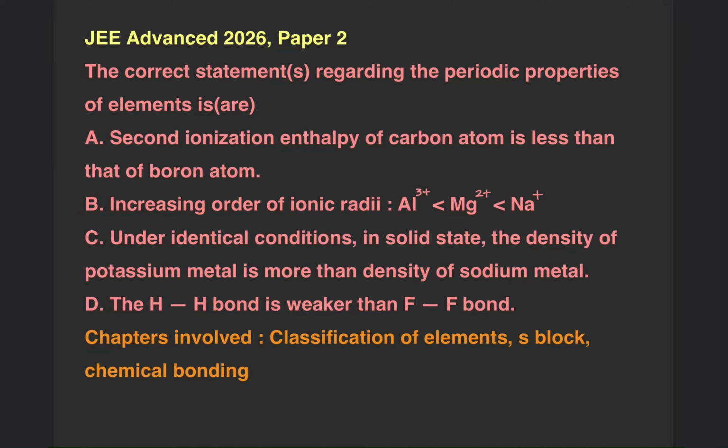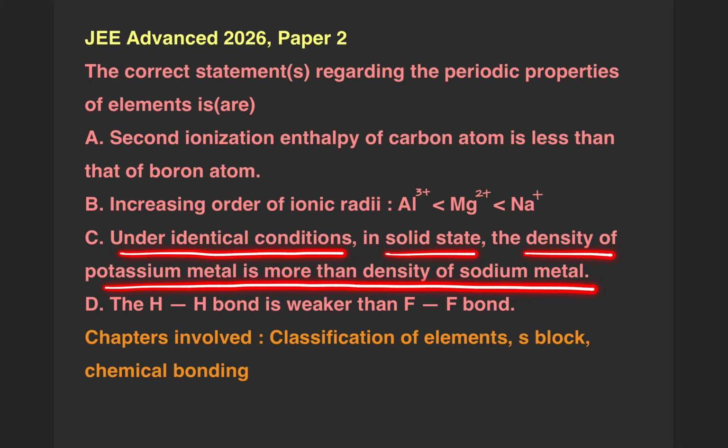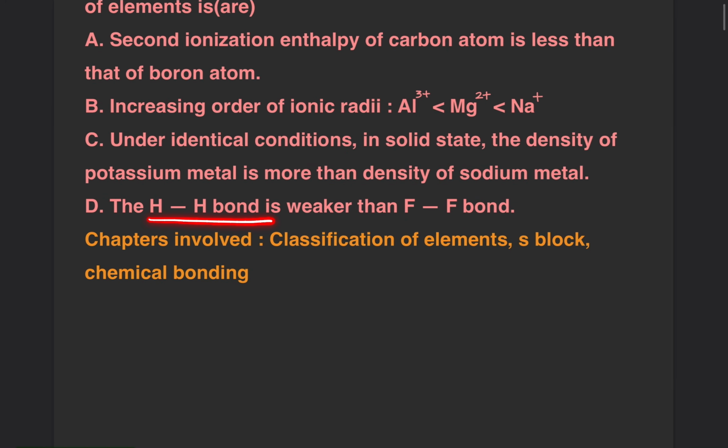Hello everyone. So this is a question from JEE Advanced 2026, paper 2. The correct statement regarding the periodic properties of elements is: second ionization enthalpy of carbon atom is less than that of boron. Okay. Increasing order of ionic radii is this. Okay. Under identical conditions in solid state, density of potassium is more than density of sodium. Okay. The H-H bond is weaker than F-F bond.